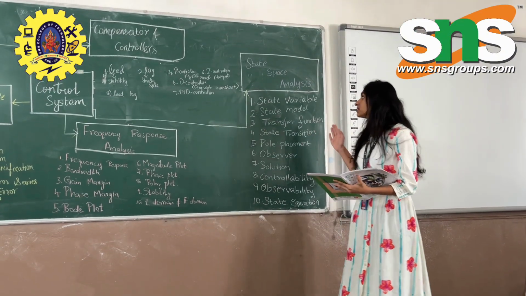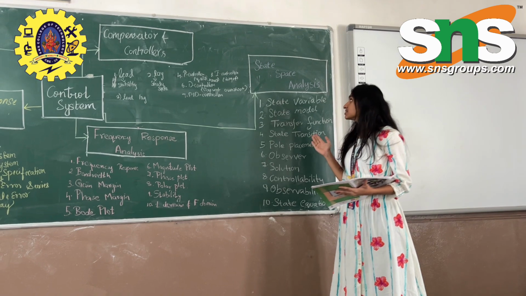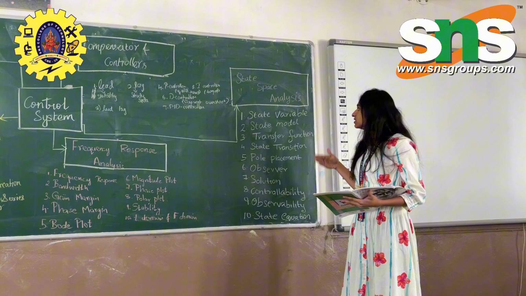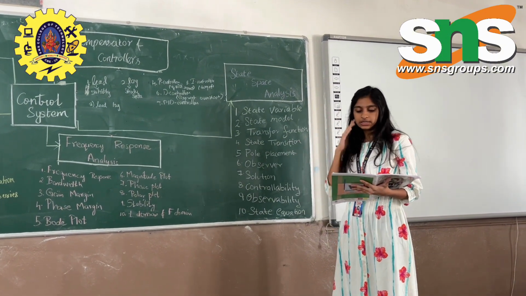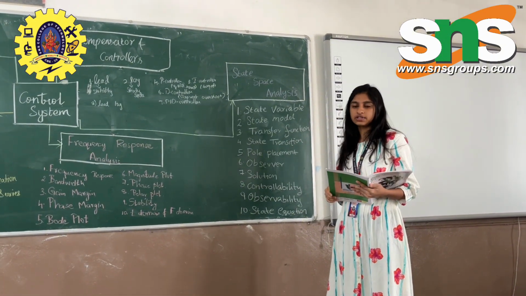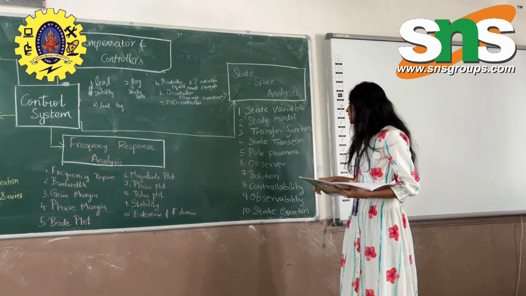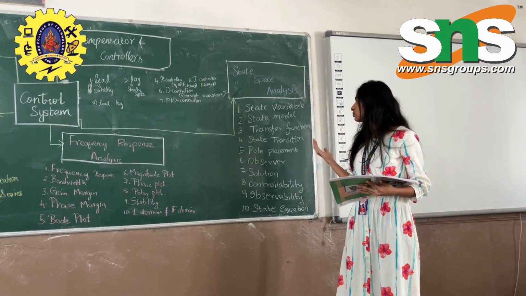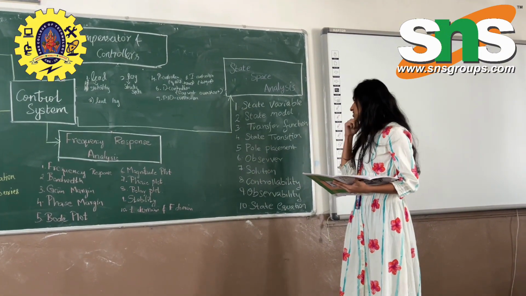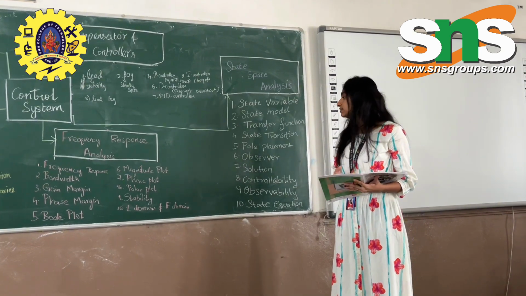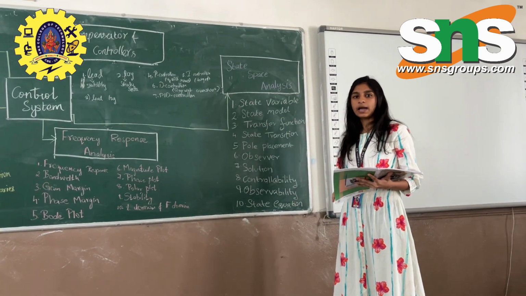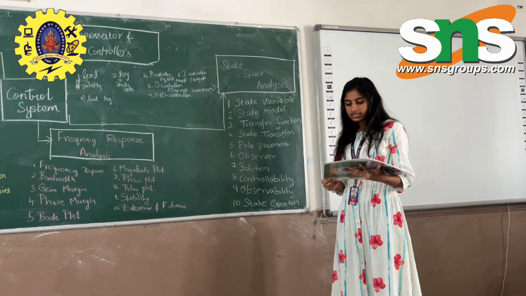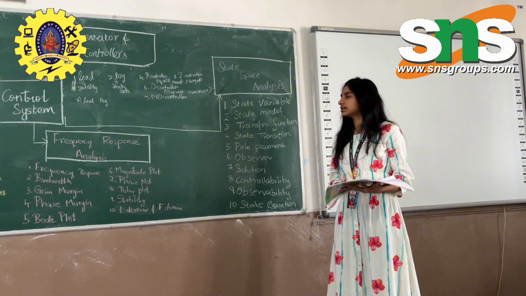The last subtopic is state space analysis. State space analysis is representing a system using first order differential equations in matrix form. First is the state variable, which is one of a set of variables that describes the state of the dynamic system at any given time. The state model is the representation of a dynamic system using two equations, the state equation and the output equation. Next is the transfer function, the ratio of Laplace output to Laplace input. Next is the state transition, which refers to how the system state evolves from the initial state to the final state.